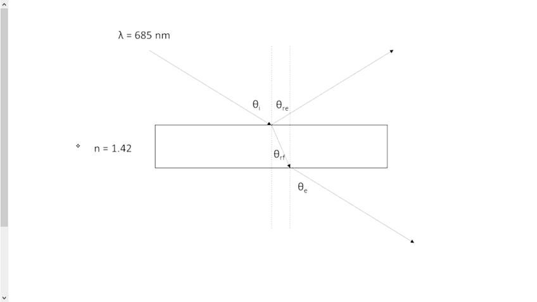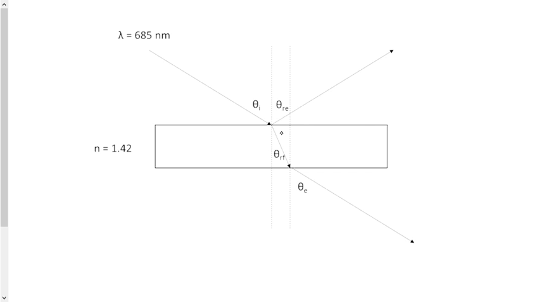All right, let's take a look at index of refraction, how it works, and kind of what its meaning is. So let's say we have a slab of glass here, and the index of refraction is 1.42. And we have a ray of light that's incident upon this side of the surface. And the wavelength of that light is 685 nanometers.